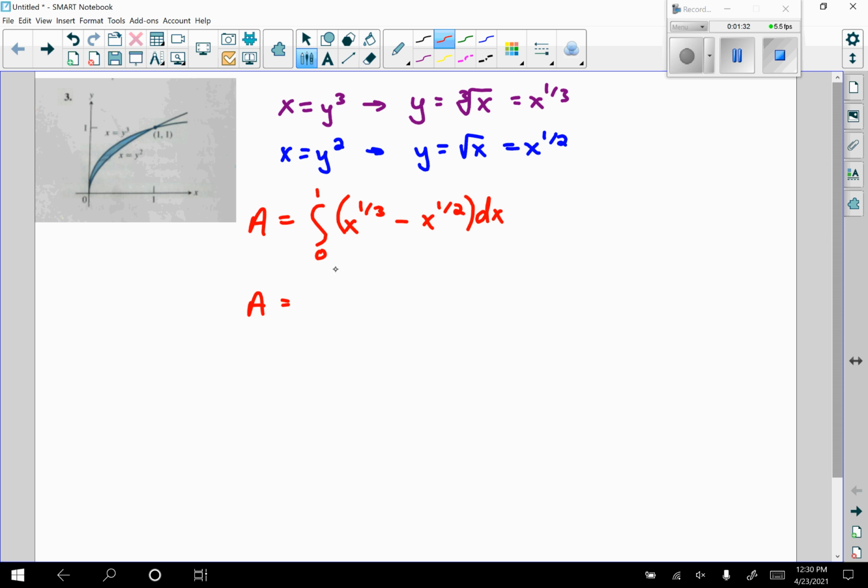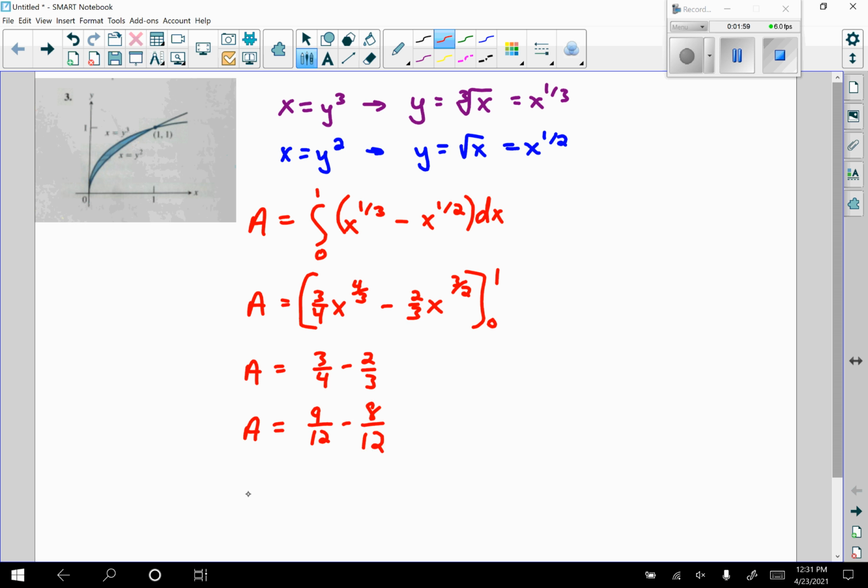As we carefully take the antiderivative here, if we add 3/3 to 1/3, we're going to get 4/3, and then we multiply by the reciprocal. Minus, we'll have x to the 3/2 times 2/3, and we'll evaluate that from 0 to 1. So if we substitute the 1 in here, we're just going to get 3/4 minus 2/3, and then we would get a minus 0. So this would give us 9/12 minus 8/12, so our area is 1/12 square unit.